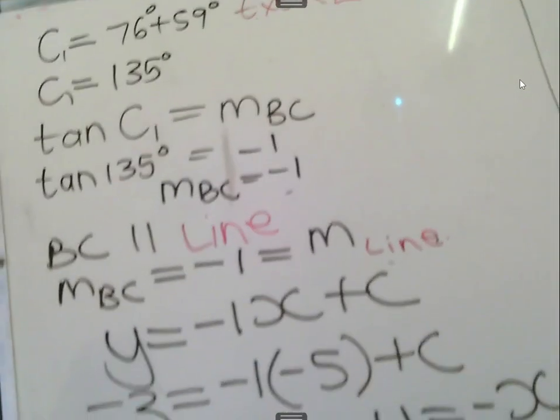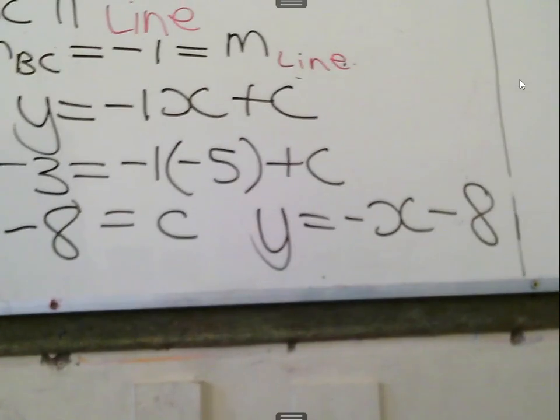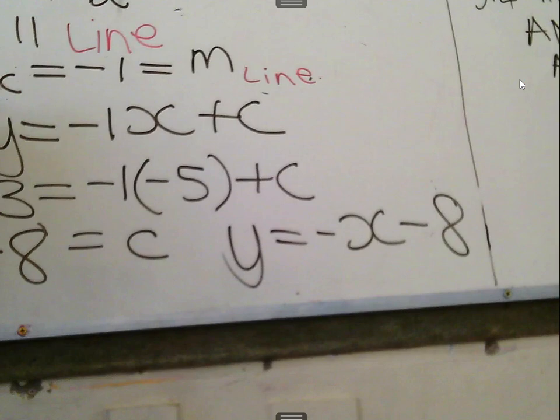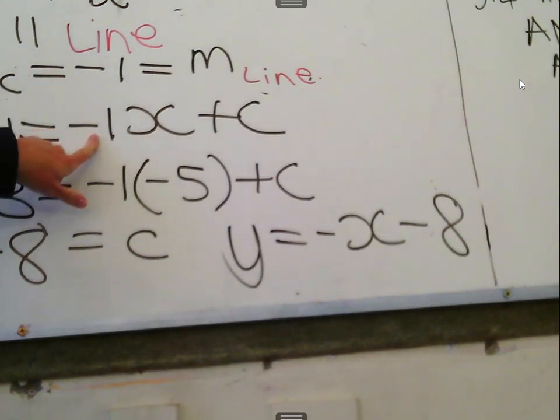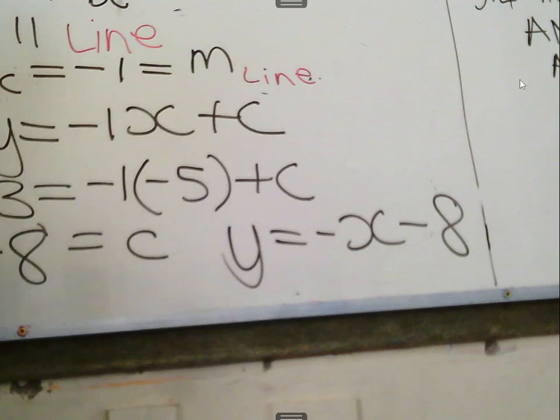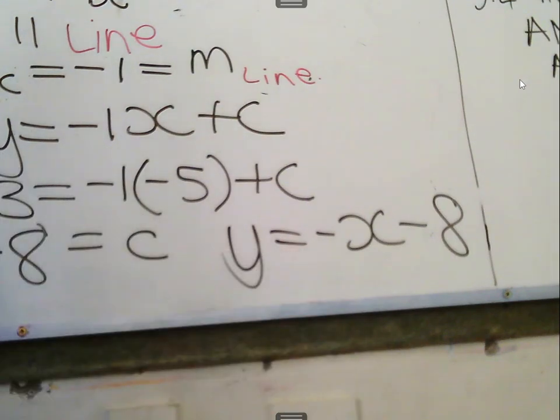All right, everyone still with me? Okay. So now I'm stealing that gradient and putting it into the formula for the line that I want. But I've got three unknowns. I need to find C, so I have to put a value into X and Y. But they told me that this line goes through A, so I take A's coordinates and substitute them in the place of X and Y. Therefore, I can calculate C to be negative 8, and I can give the equation of this specific line as y equals negative x minus 8.